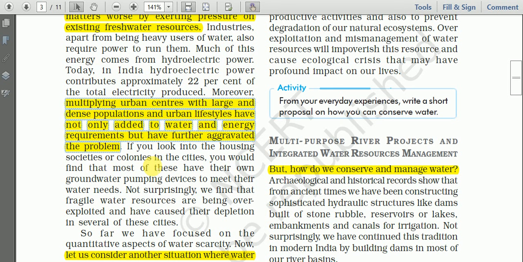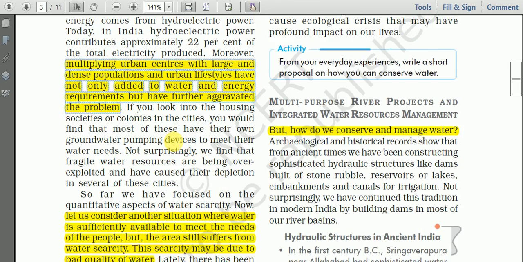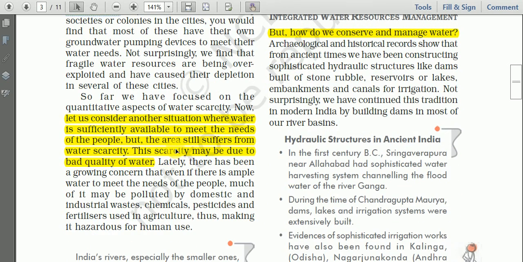At the same time, see urban lifestyle, in the urban areas generally we used to take a bath in the showers, and that wasted a lot of water also. Because of all these activities there will be again shortage of water. Then again, see another situation is also given here.